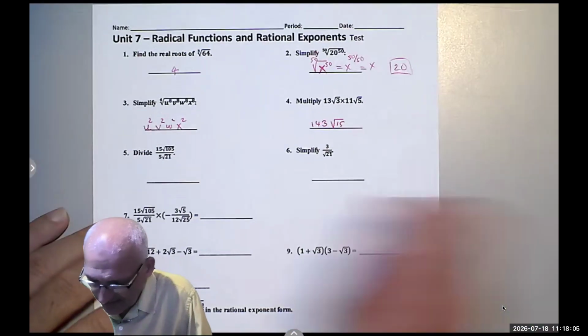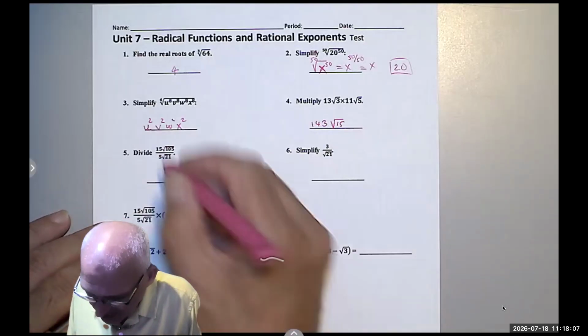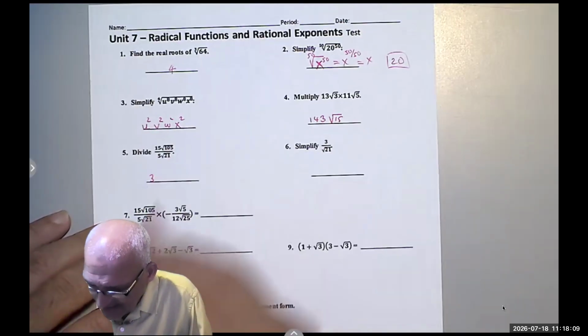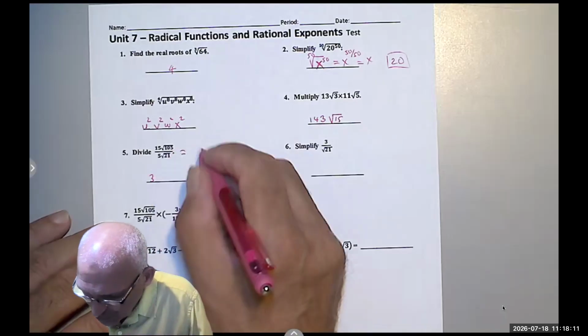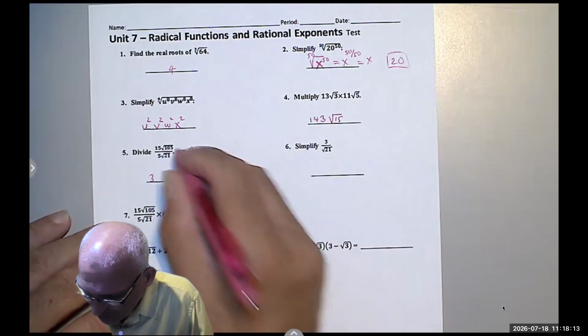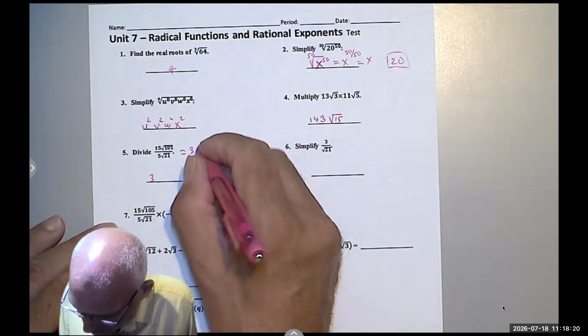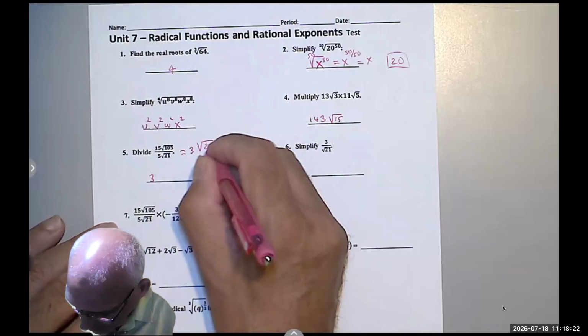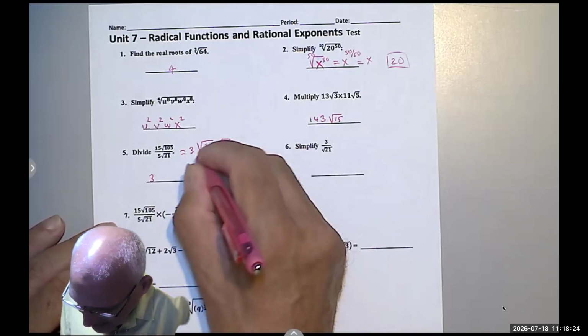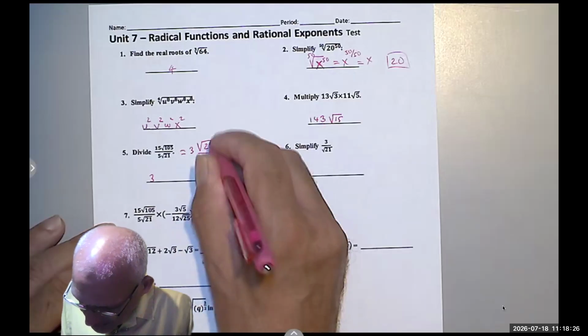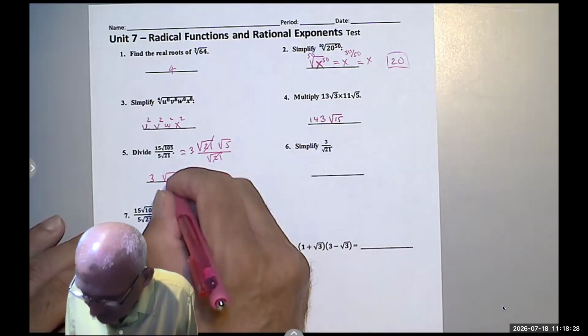Divide. When I divide, I divide the numbers first. So 15 over 5 is 3. And then the root of 105. You see that 105 is divisible by 5, right? If you divide by 5, you get root 21 times root 5, divided by root 21. So these cancel and you get 3 root 5.